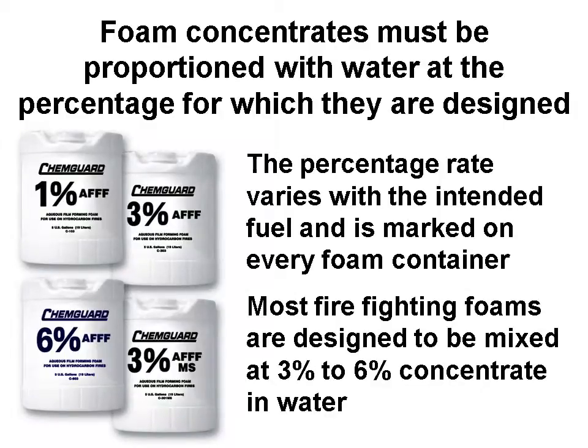3% foam concentrate is to be mixed with 97 parts water and 3 parts concentrate, and 6% foam is to be mixed with 94 parts of water and 6 parts of concentrate.